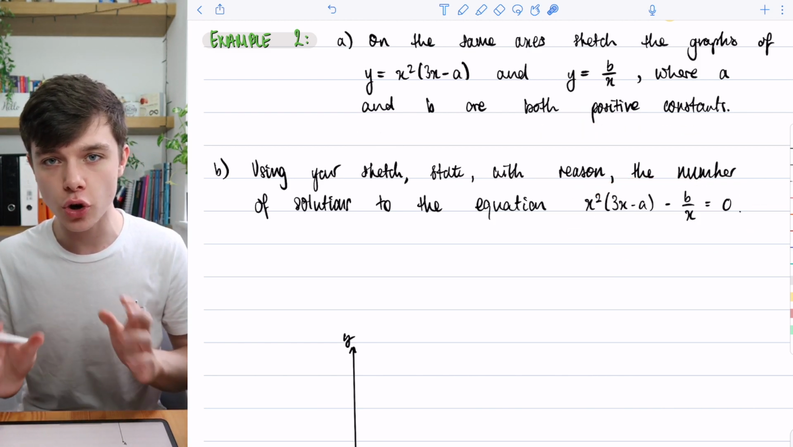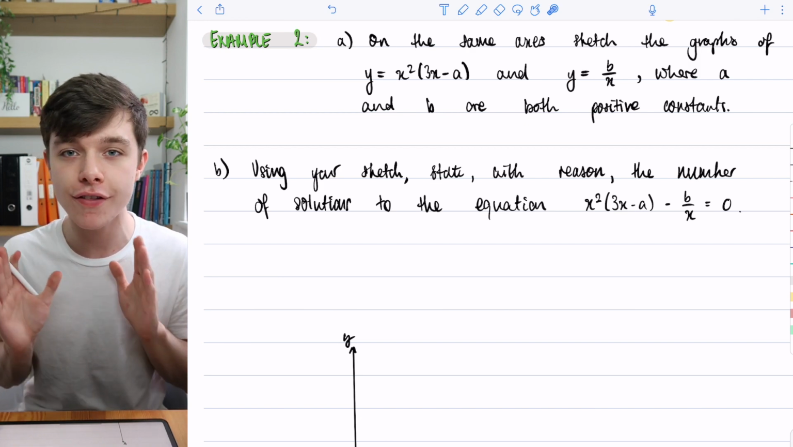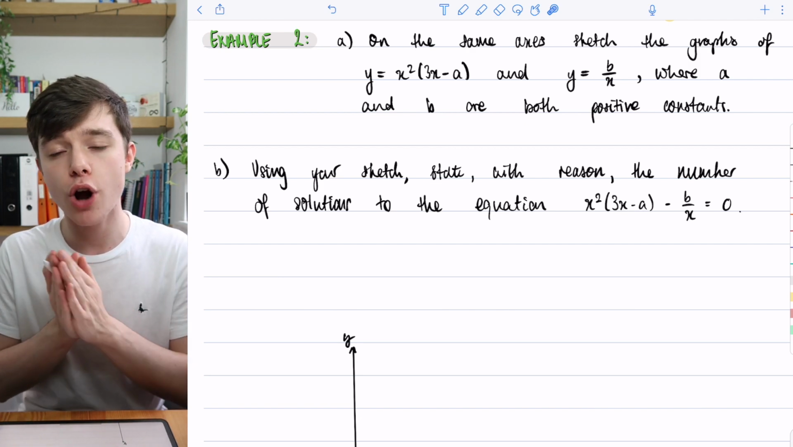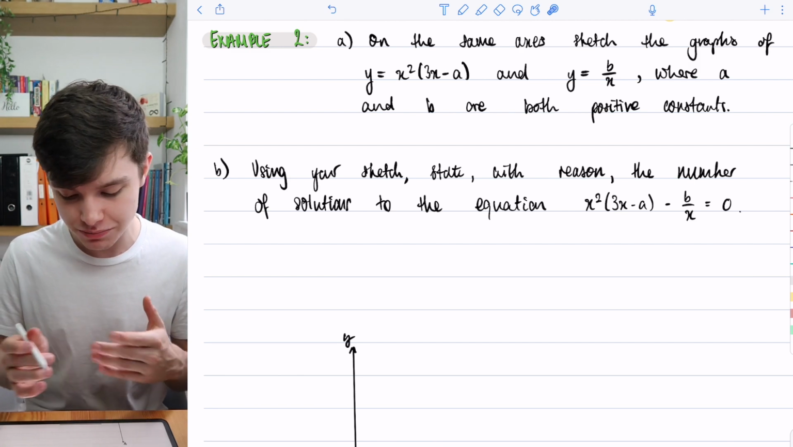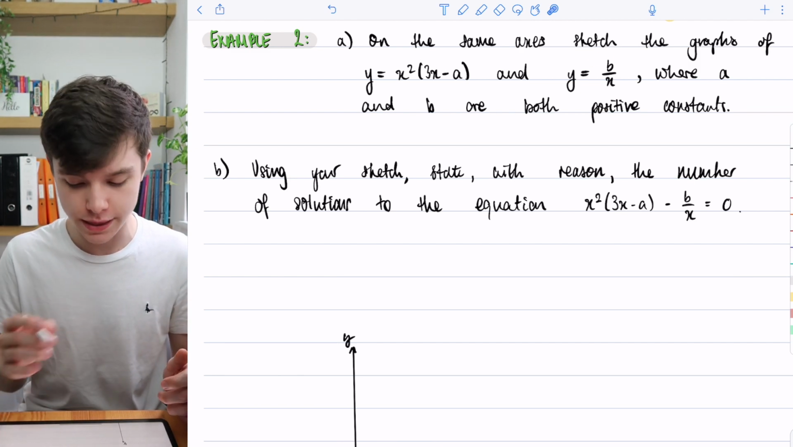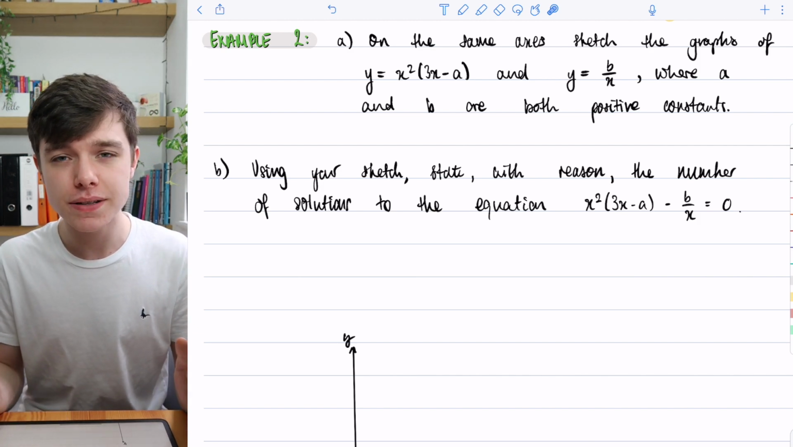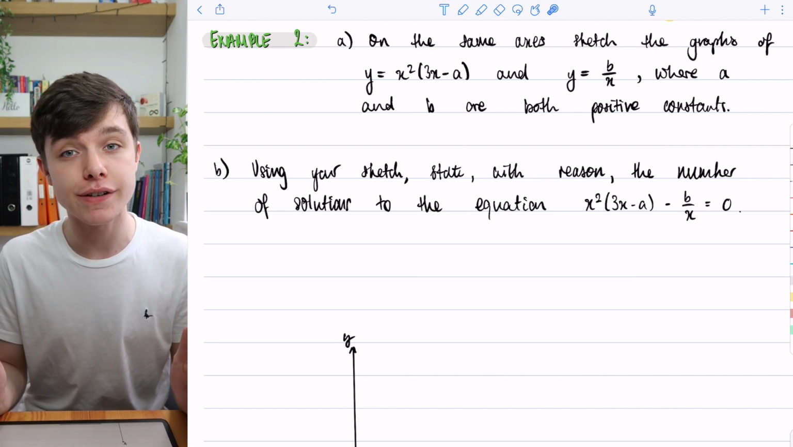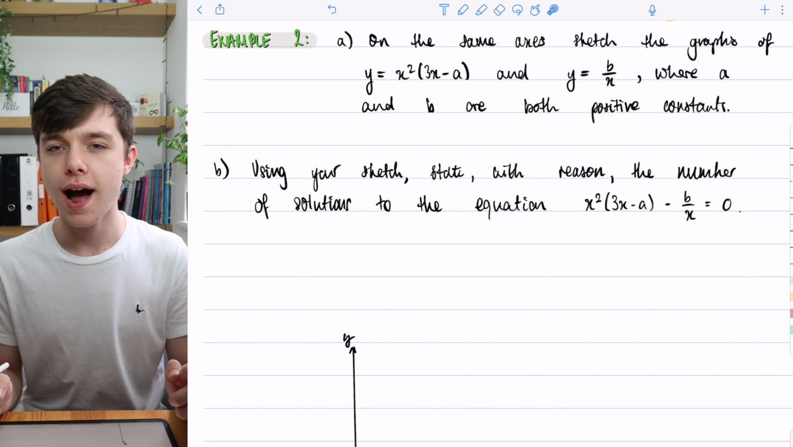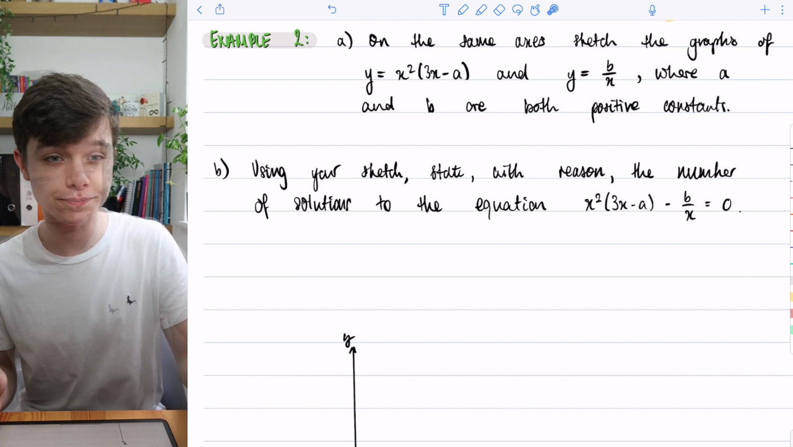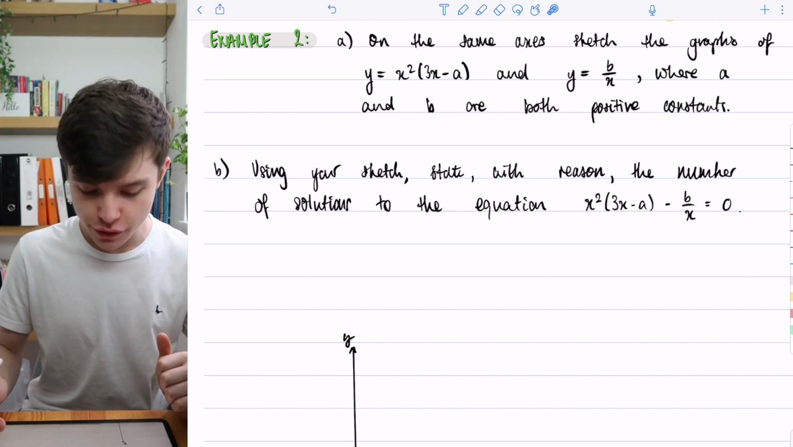If you get a little bit stuck, think about the roots of the graph. Even though we don't know what a and b are, well, b is a little bit easier because we've had a look in the previous video, but as long as we don't know what a is, we can still work out one of the roots in terms of a. So pause and have a go, and then we'll work through the answer. Okay, hopefully you've had a go.